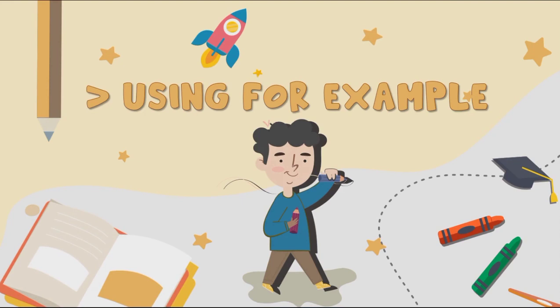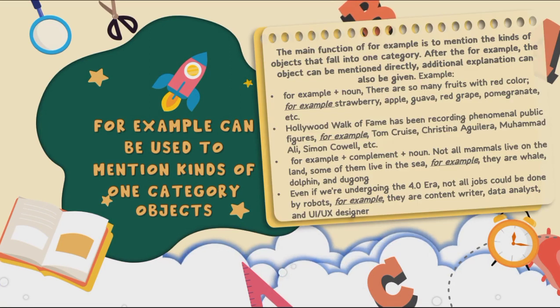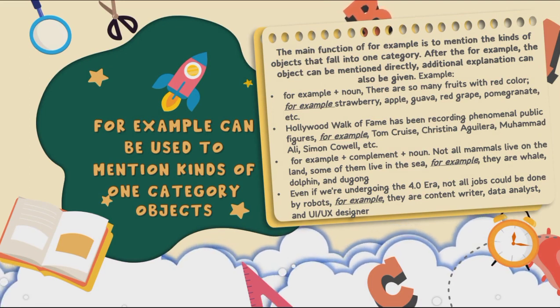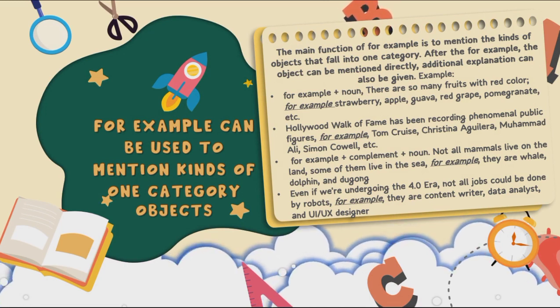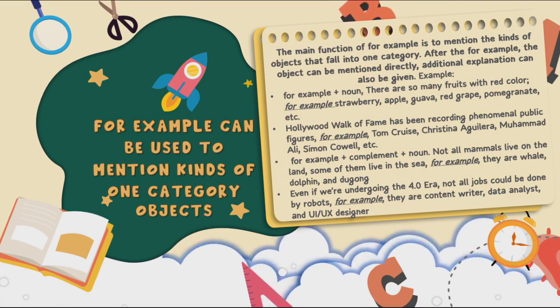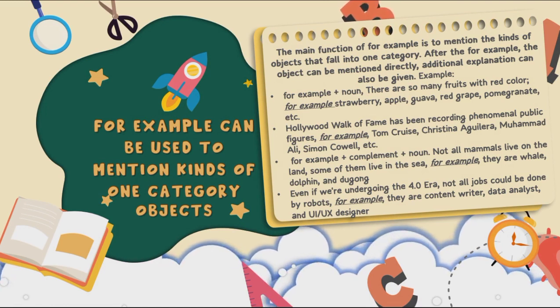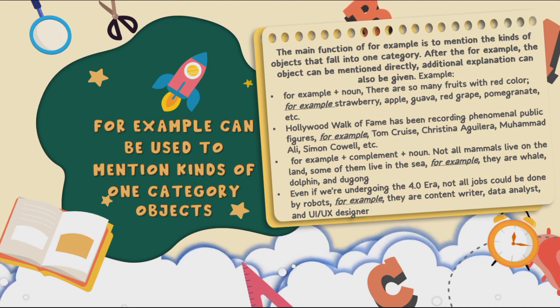Using for example. For example can be used to mention kinds of one category object. The main function of for example is to mention the kinds of objects that fall into one category. After the for example, the object can be mentioned directly. Additional explanation can also be given. Example: there are so many fruits with red color, for example, strawberry, apple, guava, red grape, pomegranate, and any other.